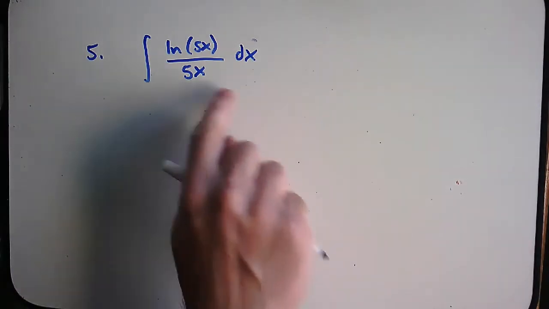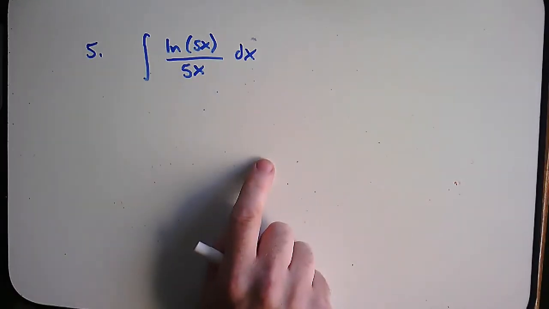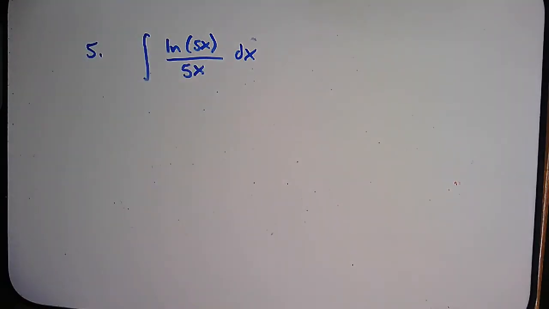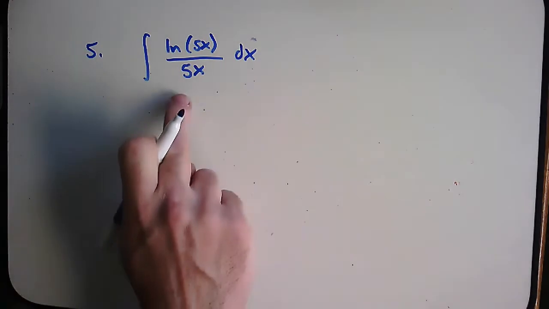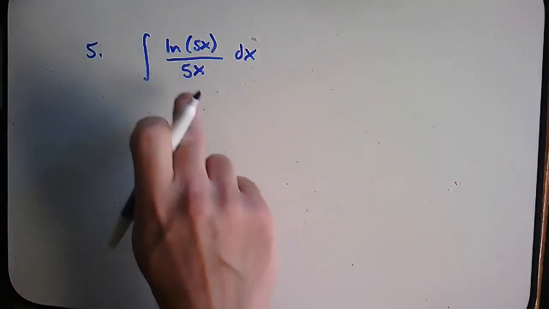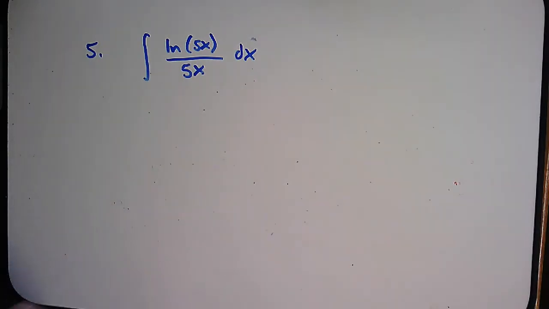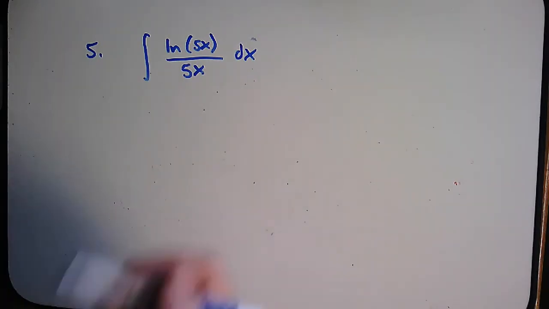Well, the derivative of 5x is just 5, right? And the derivative of 1 over 5x, we would use chain rule. That'd be a little tricky maybe. We know that the derivative of natural log, though, is a known derivative. The derivative of ln x is 1 over x. The derivative of ln u is 1 over u.